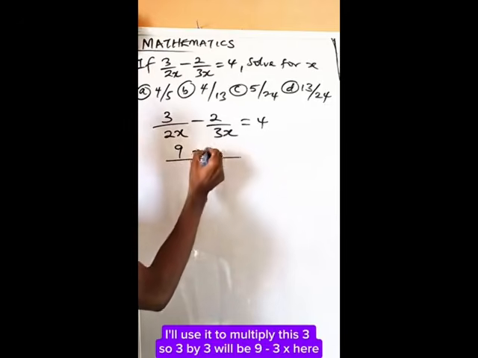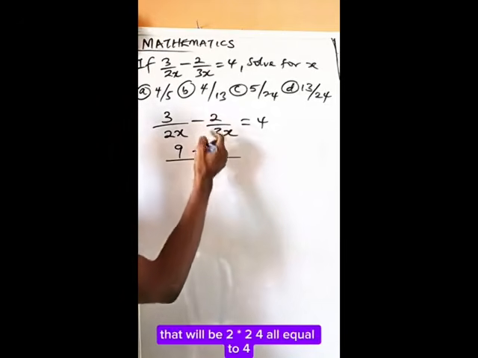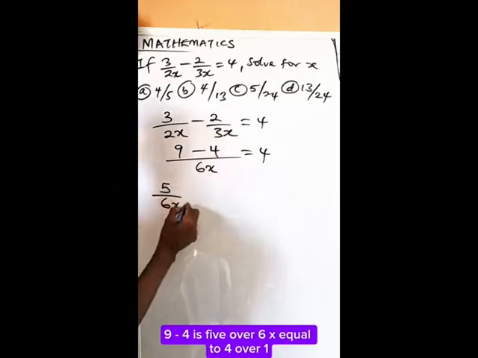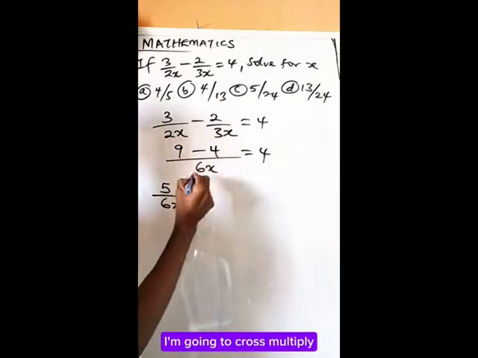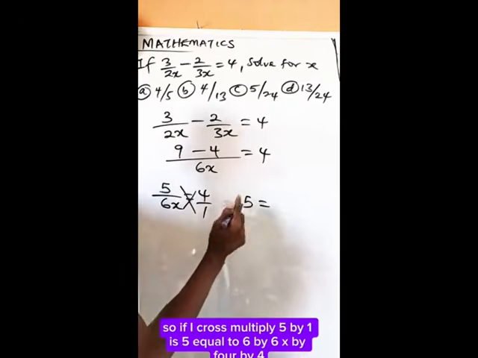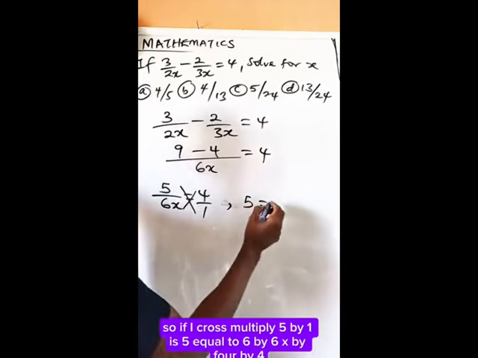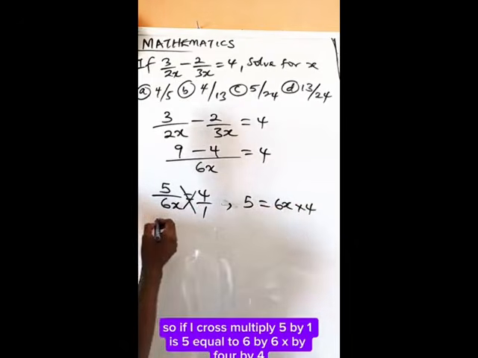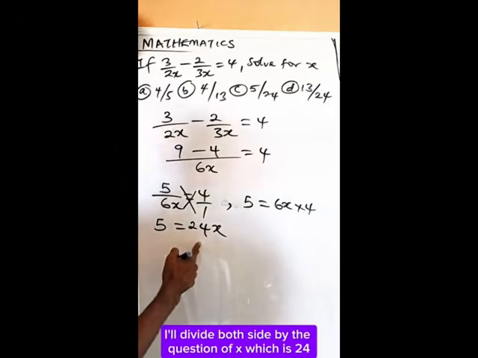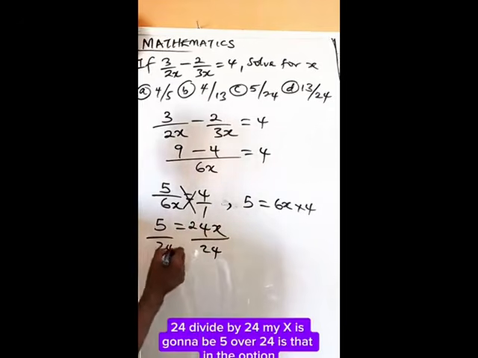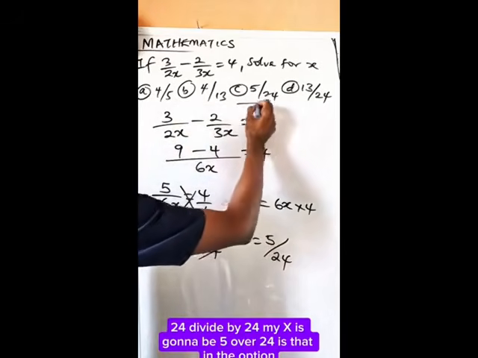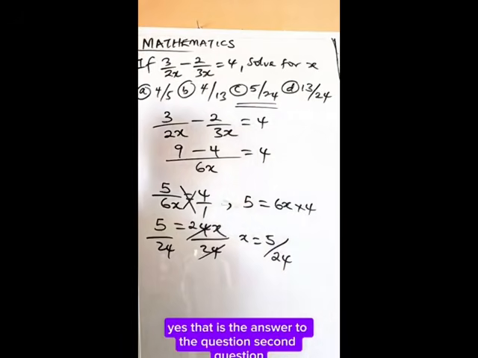So 3 by 3 will be 9 minus 3x here. That will be 2 times 2, 4, all equal to 4. 9 minus 4 is 5 over 6x equal to 4 over 1. I'm going to cross multiply. So if I cross multiply, 5 by 1 is 5 equal to 6x by 4. So that's going to be 5 equals 24x. I'll divide both sides by the coefficient of x, which is 24. 24 divided by 24. My x is going to be 5 over 24. Is that in the options? Yes. That is the answer to the question.